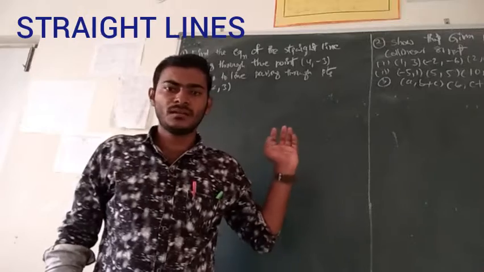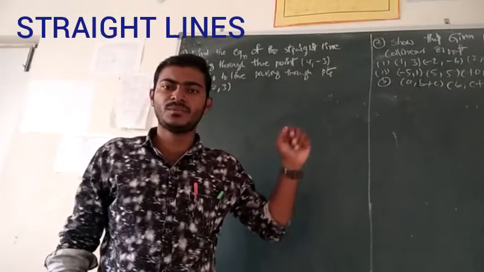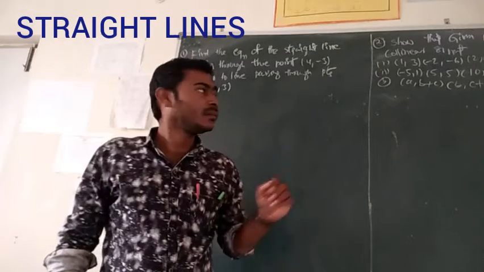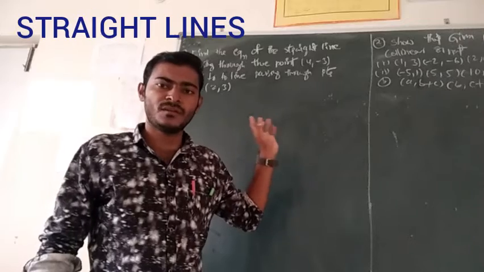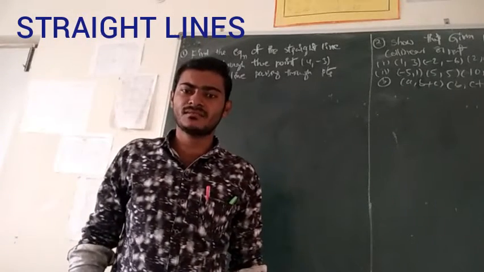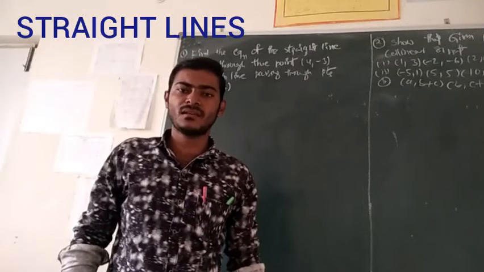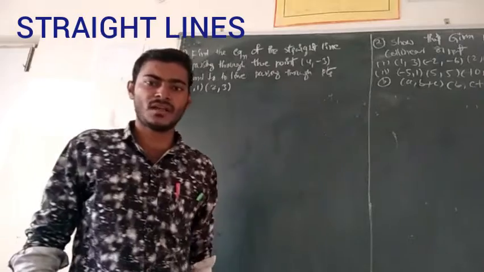Now, we are discussing problems of exercise 3A in the chapter straight lines. Today we have two problems. If we complete these two problems, we will have completed exercise 3A successfully. After exercise 3A, we can see 3B in further classes.